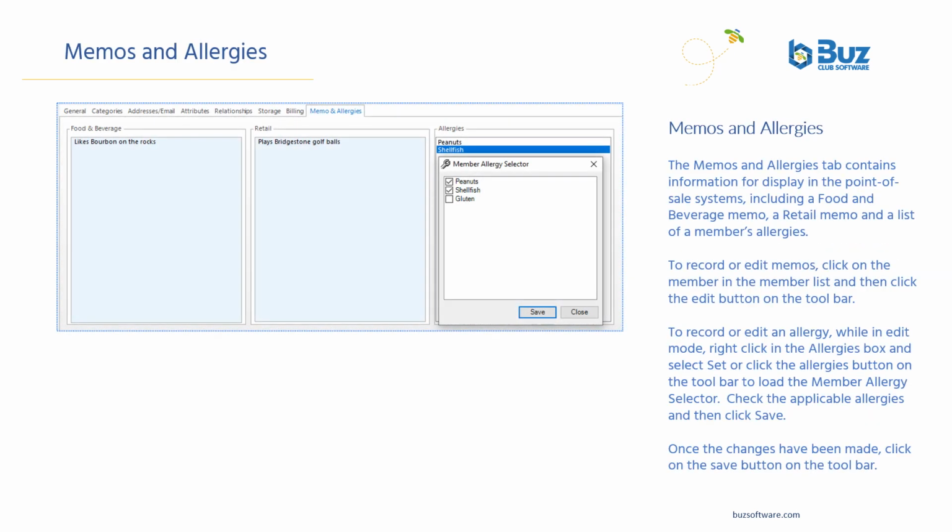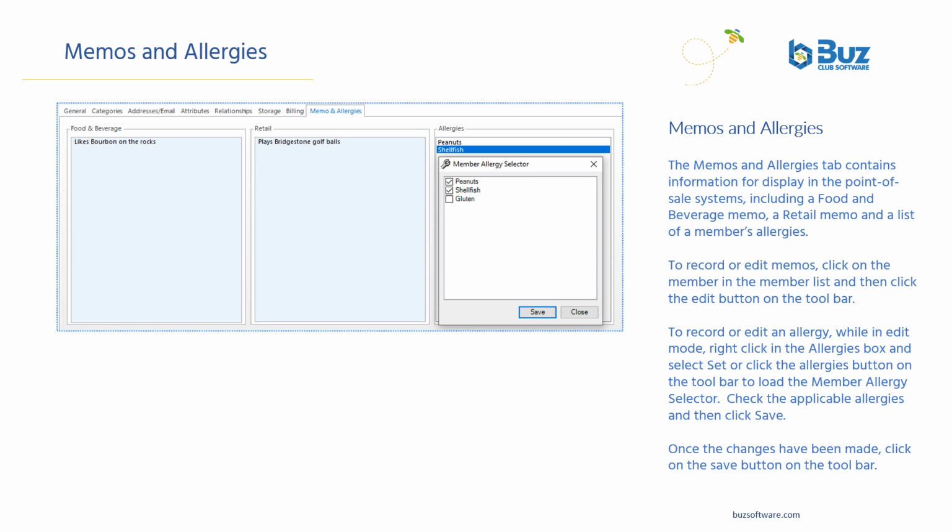The Memos and Allergies tab contains information for display in the point of sale systems, including a food and beverage memo, a retail memo, and a list of a member's allergies. To record or edit memos, click on the member in the member list and then click the Edit button on the toolbar.